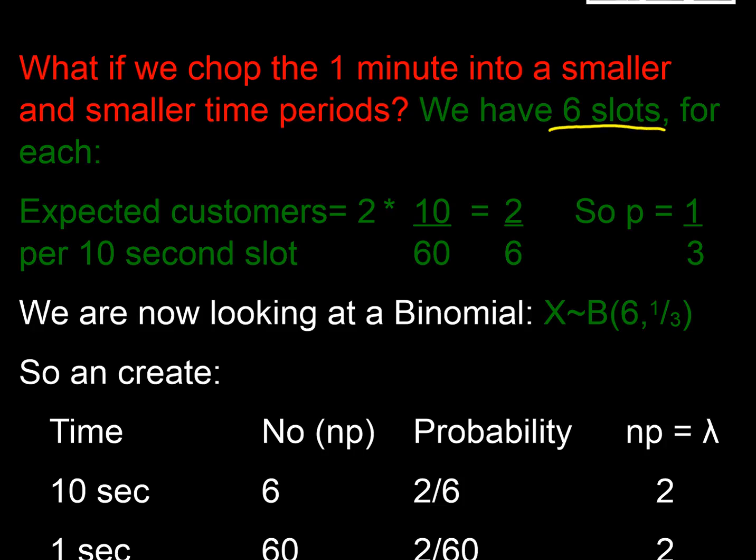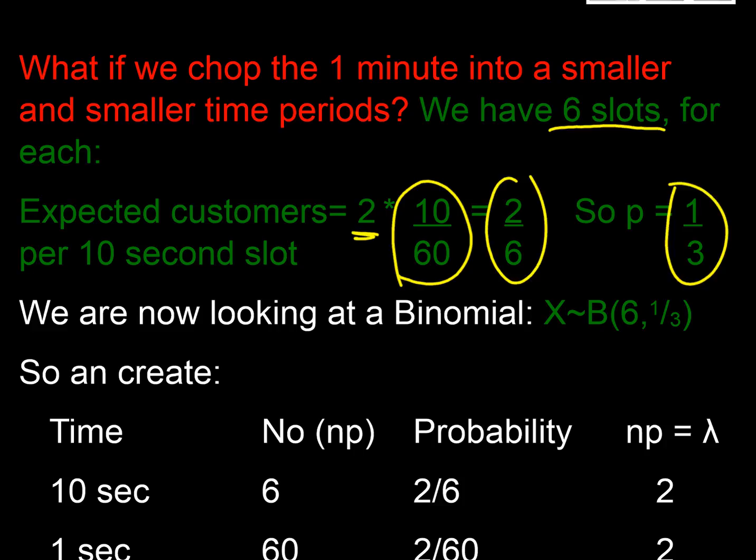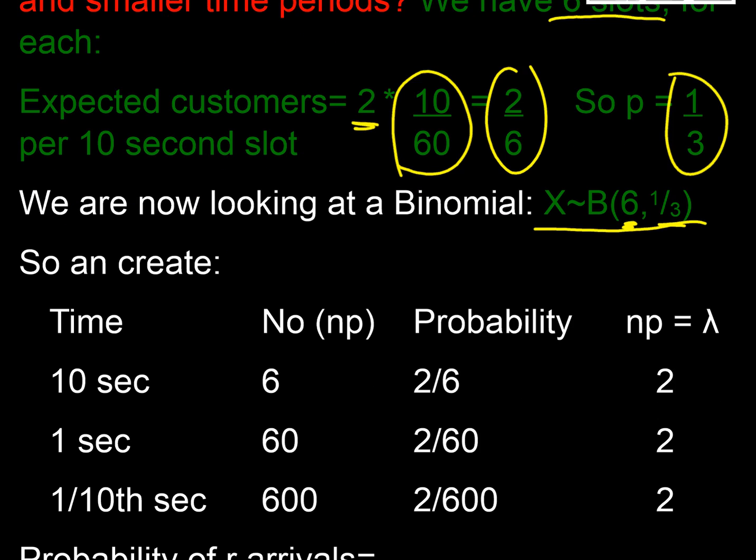we'd have 6 slots. And the probability of a customer arriving in every 10 seconds, well, we're expecting 2 customers a minute, but actually each of these 10-second slots is only 10 seconds out of 60. That's 1/6 of the time period, so we'd expect only 2/6 of a person to arrive in each slot. That would turn into 1/3, wouldn't it? So we'd be looking at a binomial with n trials and probability of 1/3 on each trial. So here we're starting to see our p getting smaller.